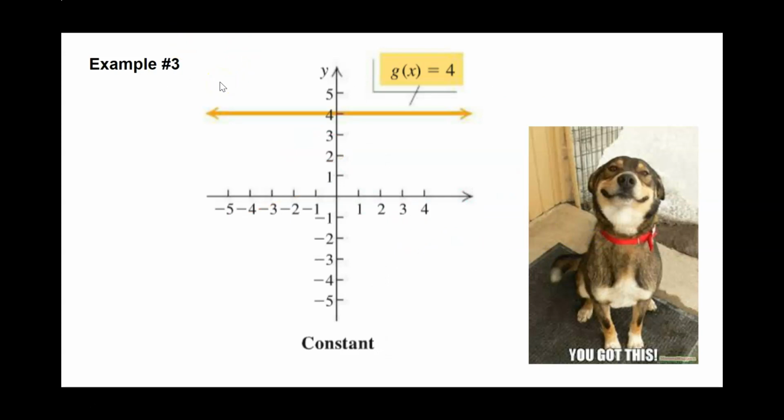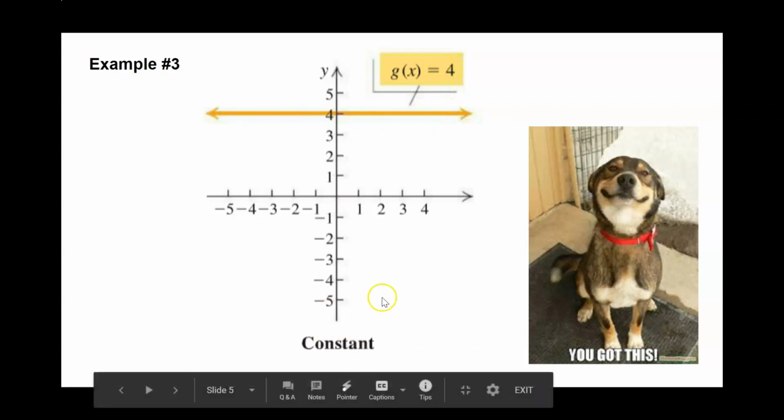The last example here is called constant. Anytime you have a number in a function, with no x variable associated with it, you'll see a straight horizontal line, and this is called our constant.